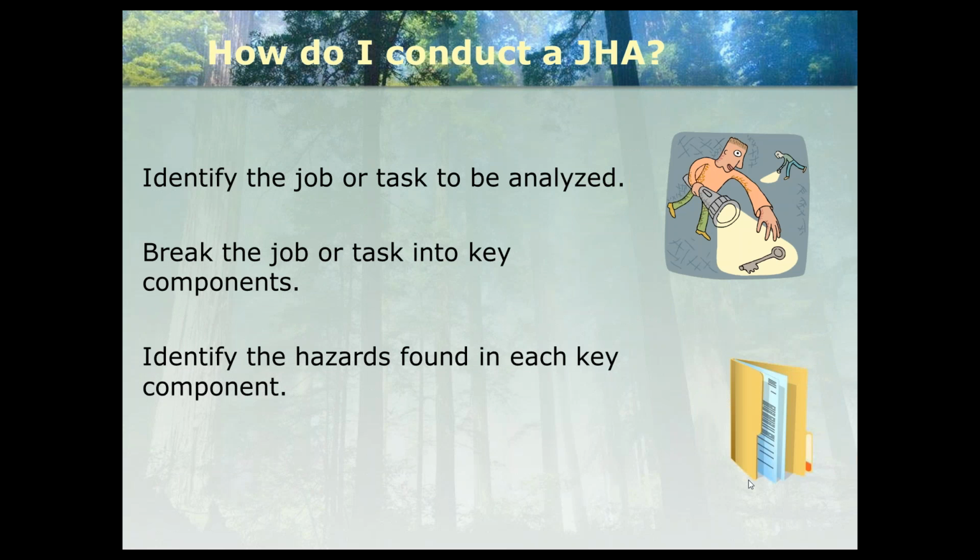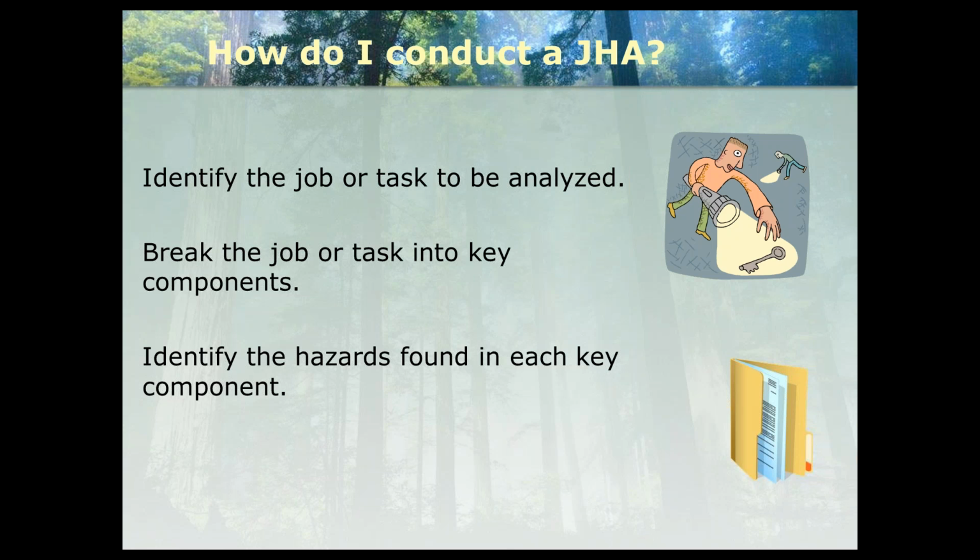So how do I conduct a JHA? Well, number one, identify the job or task to be analyzed. Our facilities are full of different jobs. We need to pick one of them and start there. And then you want to break the job or task into key components. The easiest way to explain that is step one, step two, step three, step four, to get from step one to the end step, how does the person do the job? And then what hazards are found with each step of that specific job.